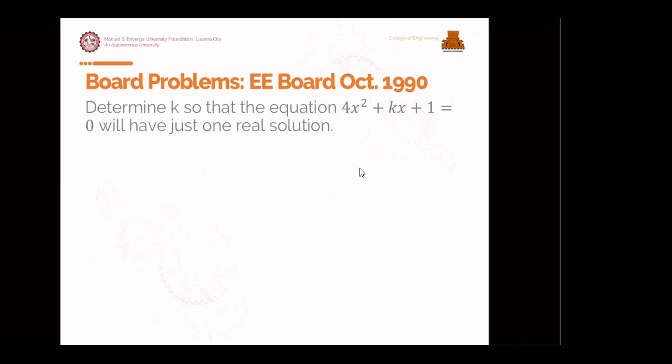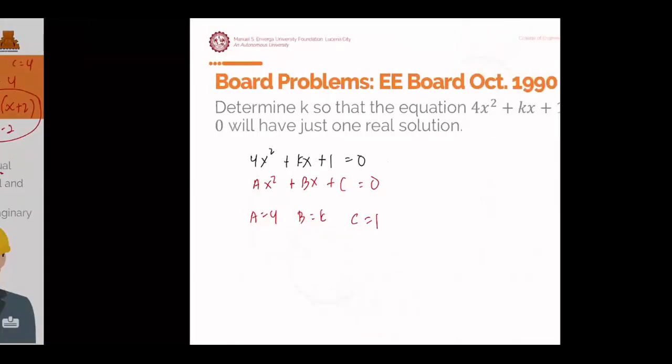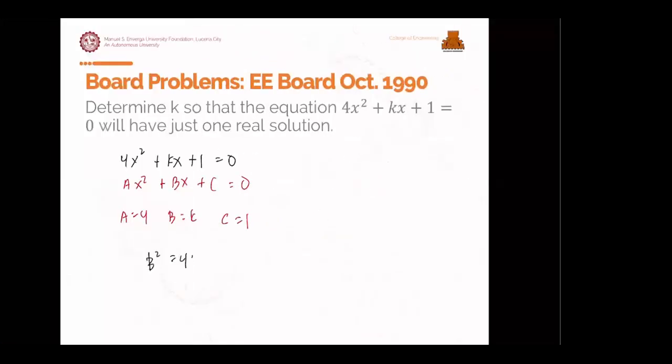Okay? So, what we can do is 4x squared plus kx plus 1 is equals to 0. And then, to identify lang muna yung value ng ABC natin. So, yan yung form natin. So, ibig sabihin, A is 4, B is K, and C is equals to 1. Okay? Kinuha lang natin yung coefficients. And then sabi, one real solution tayo. So, ibig sabihin dito tayo sa discriminant, no? Na si B squared daw is equals to 4AC.